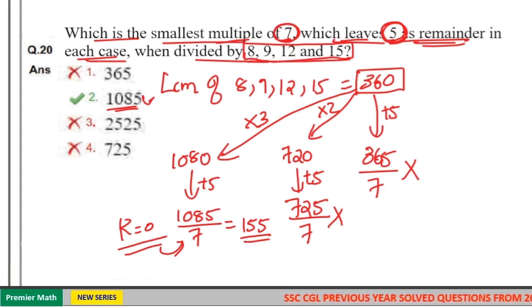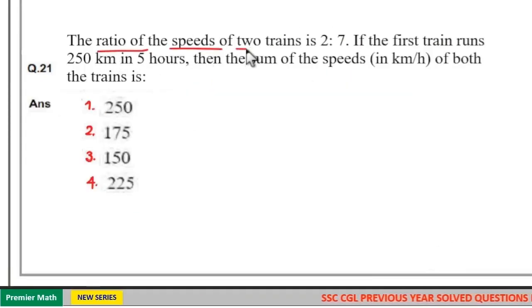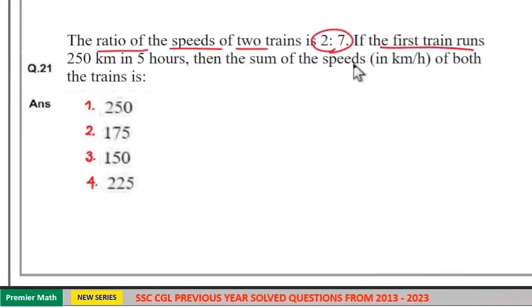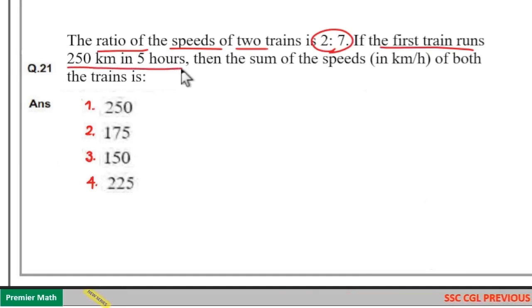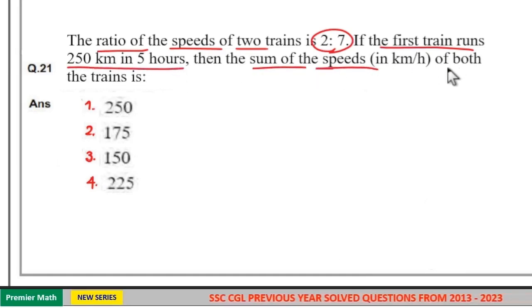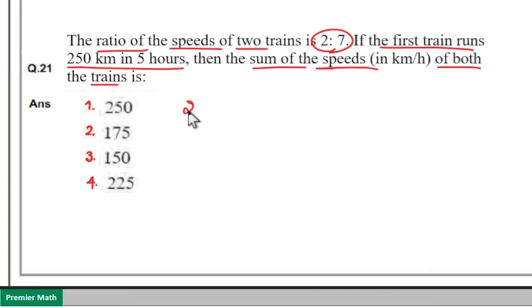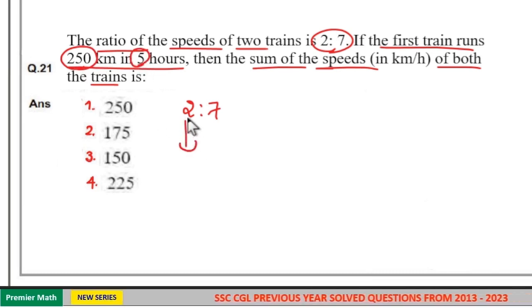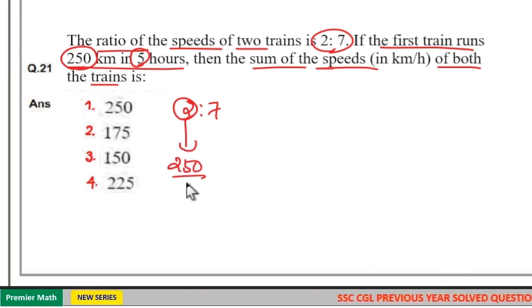The ratio of speeds of two trains is 2:7. If the first train runs 250 km in 5 hours, then the sum of speeds of both the trains is... here ratio of speed of two trains is 2:7. And here first train runs 250 km in 5 hours, means speed of first train is 2 parts, which is given as 250 by 5. That is 50. Which means 2 parts is 50, means 1 part is equal to 25.